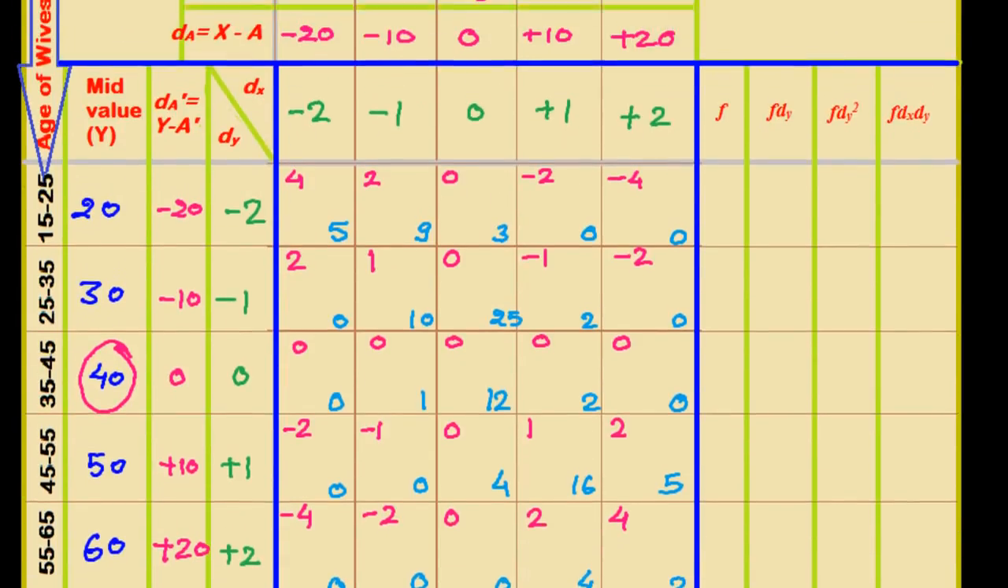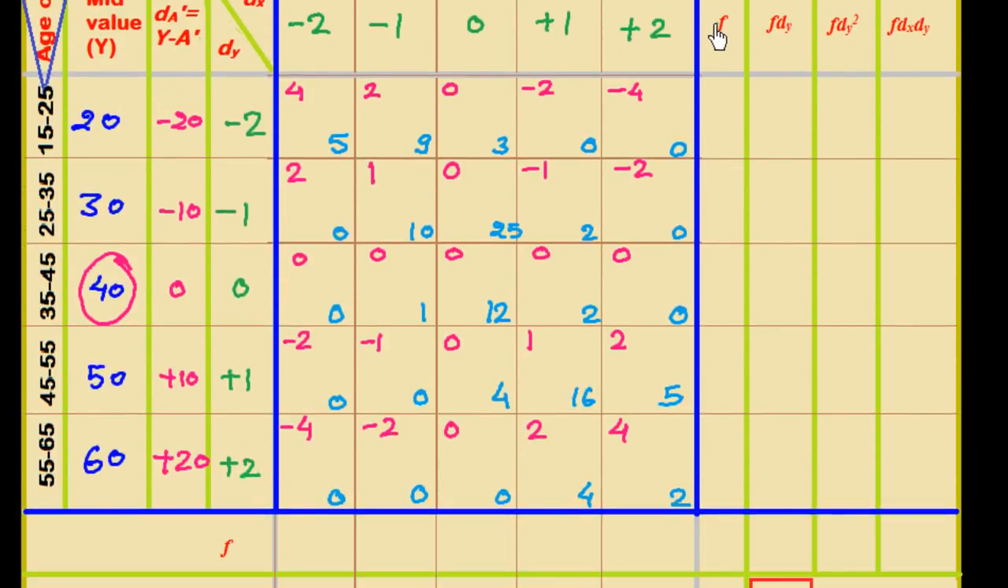Now you see here on the right side there is a total frequency column, F. So we have to add all these frequencies and write down here 5 plus 9, 14 plus 3, 17. Here 10 plus 25, 35 plus 2, it is 37. Here 1 plus 12, 13 plus 2, 15. 4 plus 16, 20 plus 5, 25. And here 4 plus 2, which is 6. So this is the total of this frequency.